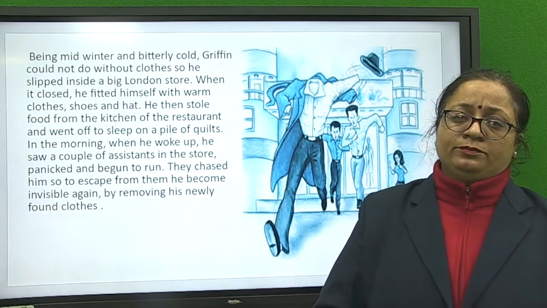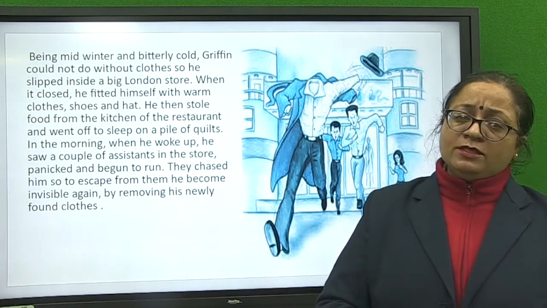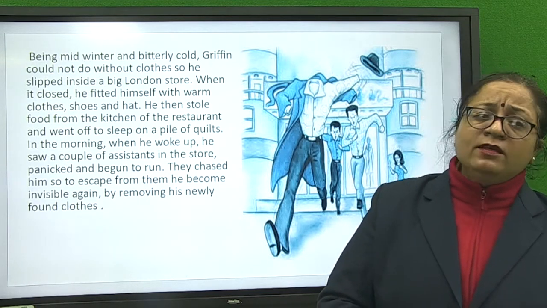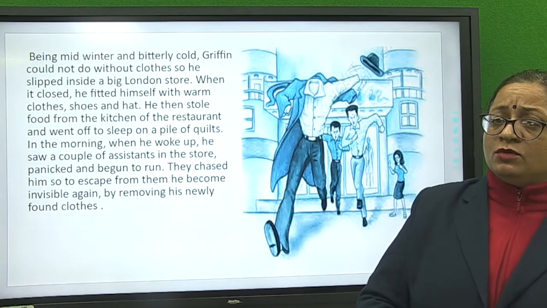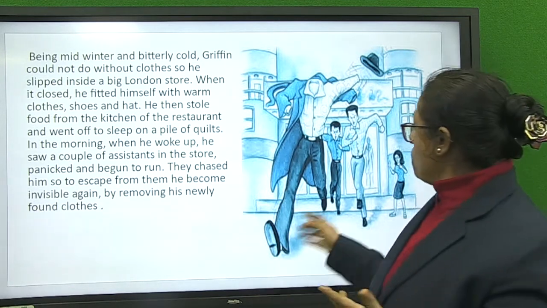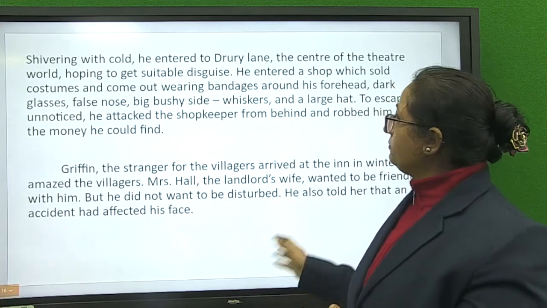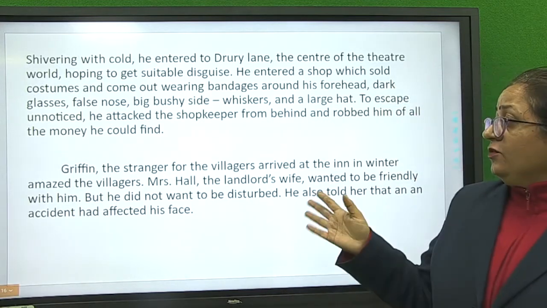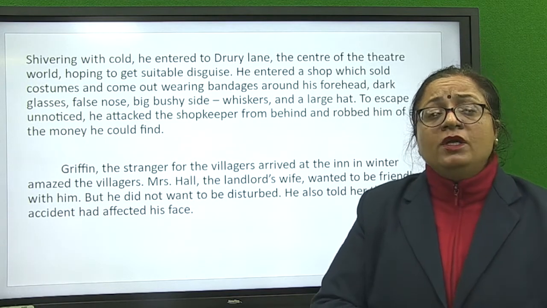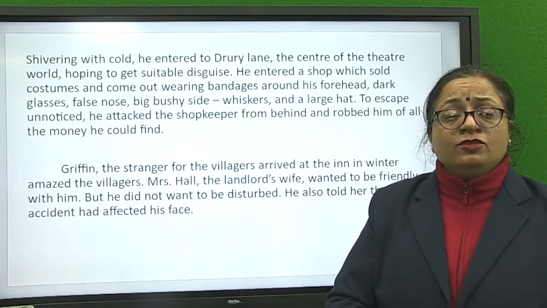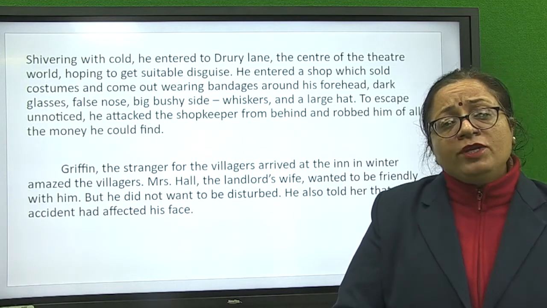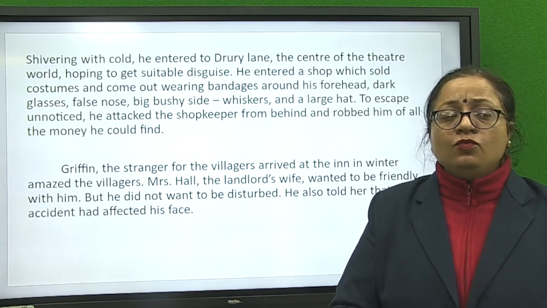And when he met Mrs. Hall, he told her that his face was disfigured by fire. That's why he needed to cover his whole body, even his face. And when he reached there, he rented that room. He paid money for his room, and he told Mrs. Hall that he wanted to have food in his room only. He didn't want to go out.